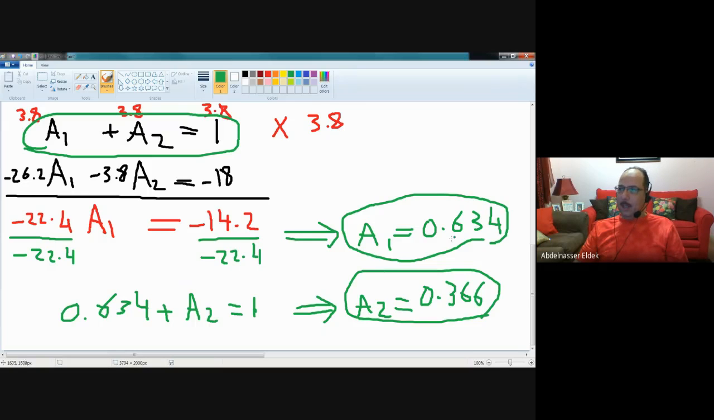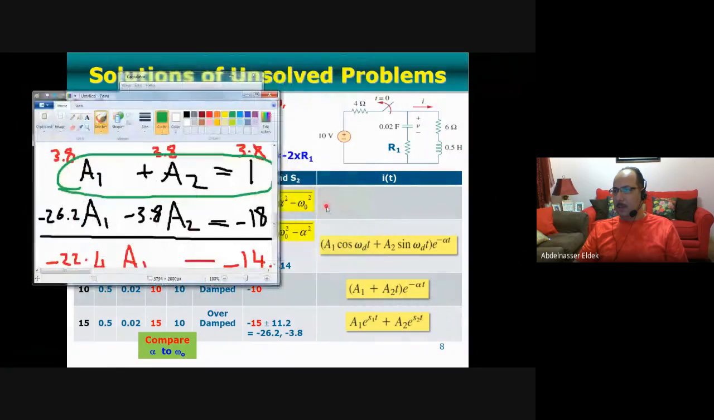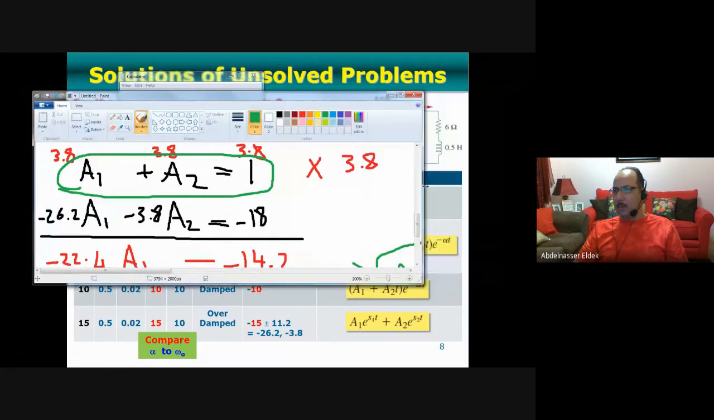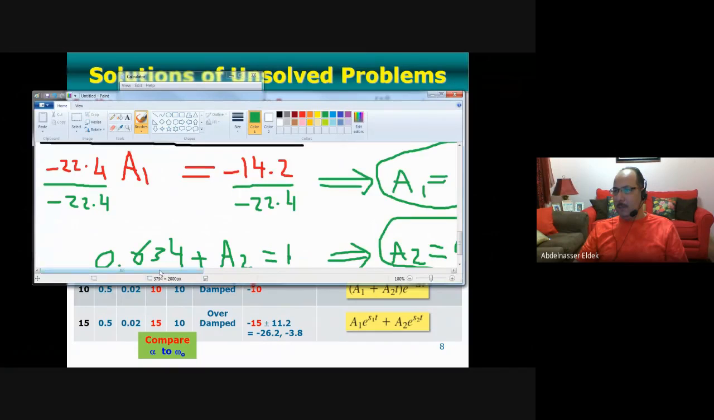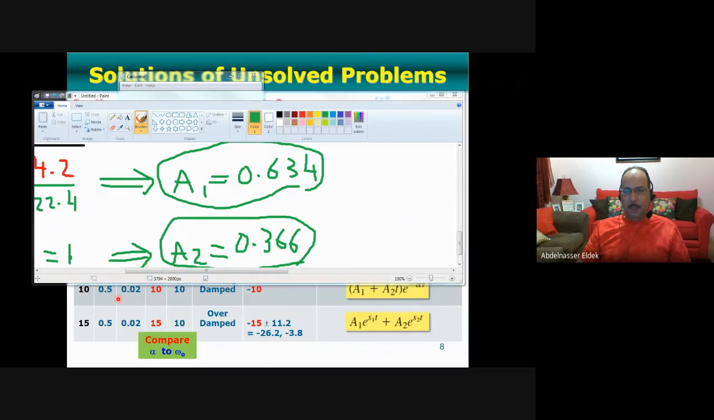Then in this case, you have A1 and A2 for the current. So i of t is 0.634 times e to the power of negative 26.2 t, plus 0.366 times e to the power of negative 3.8 t. That's it. This is the solution for this example.